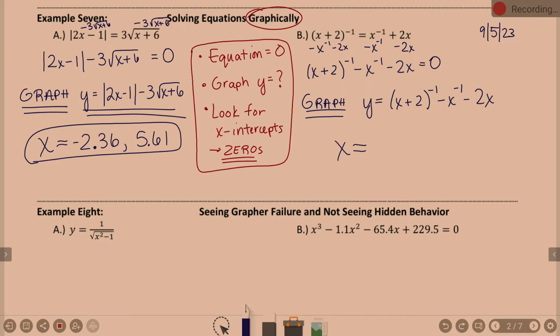How many solutions are we looking for? 1. Just looks like 1 here, doesn't it? Looks like it crosses the x-axis in one place. Same process as before, right? I'm going to go second, calc, or second in the trace button to my calc menu. I'm going to go to number 2, the 0 option.